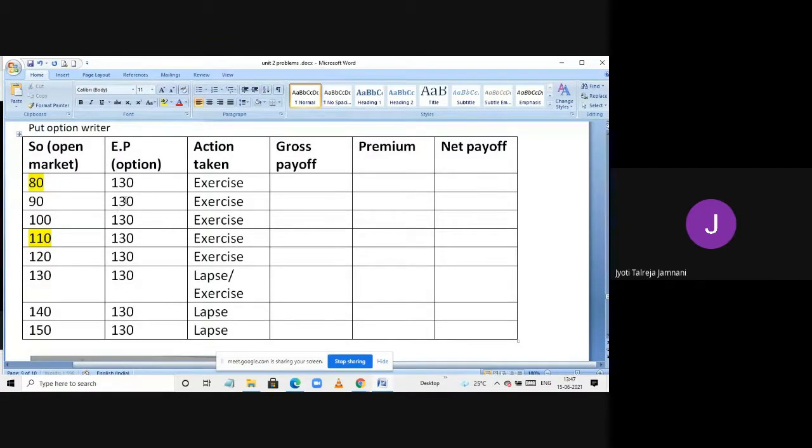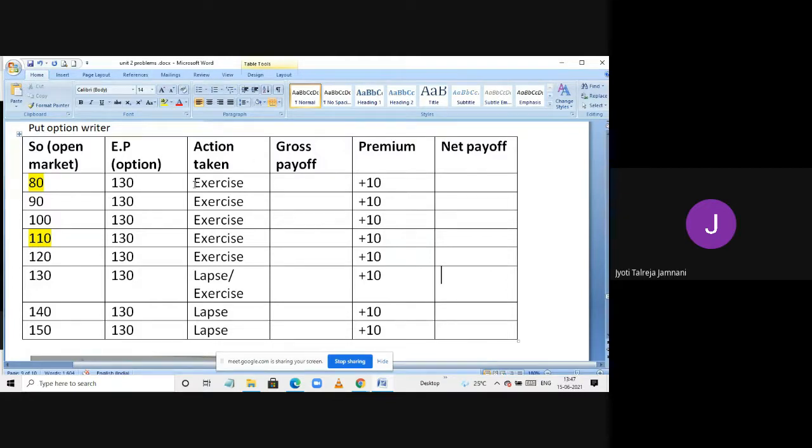So these are the stock prices, exercise prices, and the actions taken. Now, because he is the writer, he will get premium. So it is plus 10, because he is the one who has given the right to decide to the holder. So he has sacrificed his right. So he will not do it for free. In turn, he is getting a premium of 10 rupees. So plus 10 is the premium that he will receive.